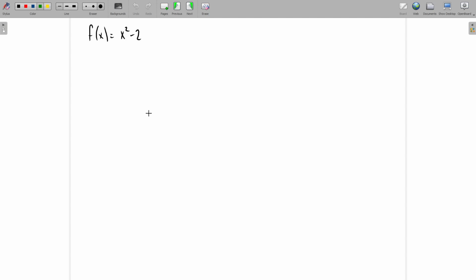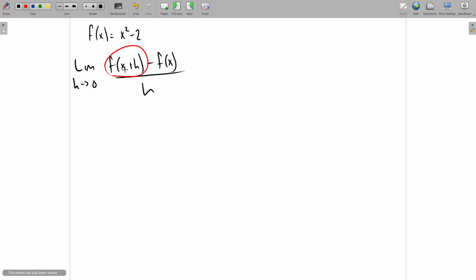We have the function defined as x squared minus 2. We want to put this into the formula of the limit as h approaches 0 of f of x plus h minus f of x, all over h. So we need to really just find this piece, f of x plus h. To do that, everywhere we see an x in the problem, we're going to replace it with x plus h.